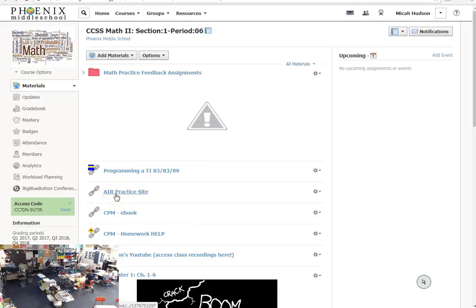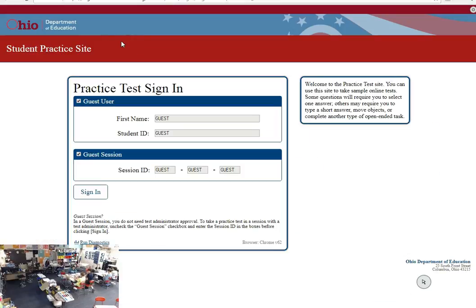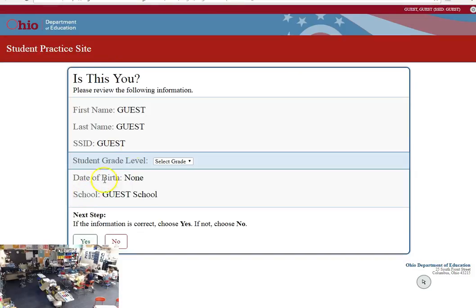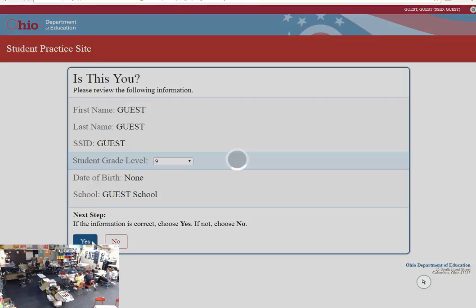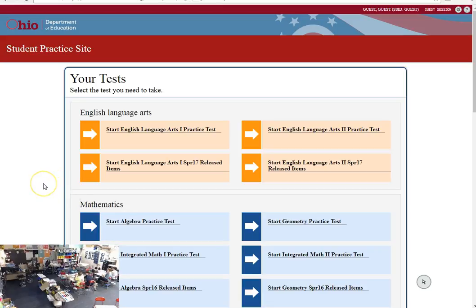Then, AIR practice site. So, Ava, you should be looking since you care about this. Okay. AIR practice site, click on it again. Here's the thing that most people get goofed up about. You just click sign in. Everything's going to say guest. You've got to click a grade. You're going to lie and say 9. Well, you could, but I don't know if it'll come up with Math 1. From here, it generates, oh, you're in the 9th grade.